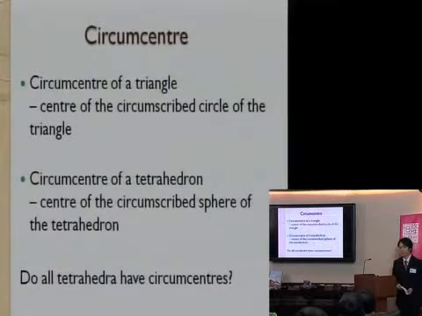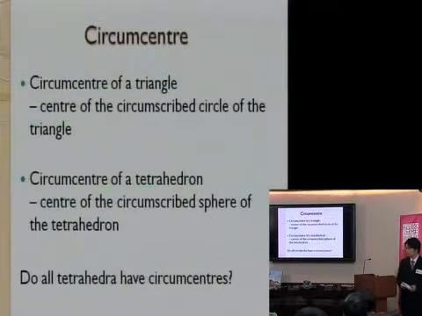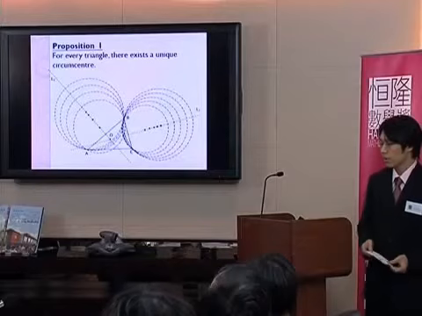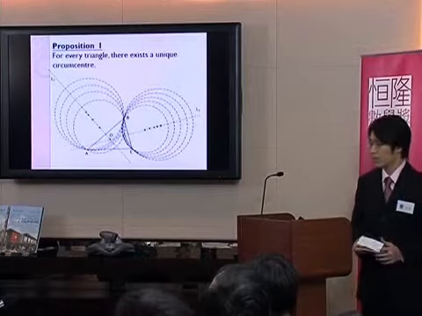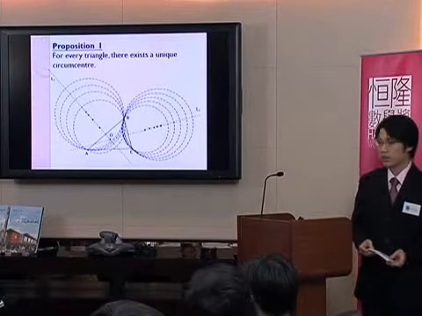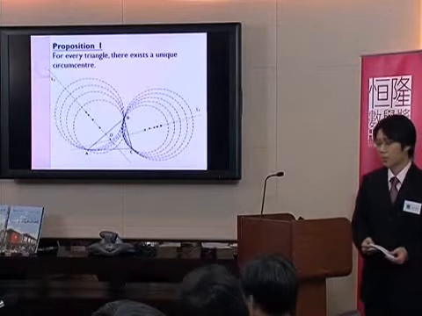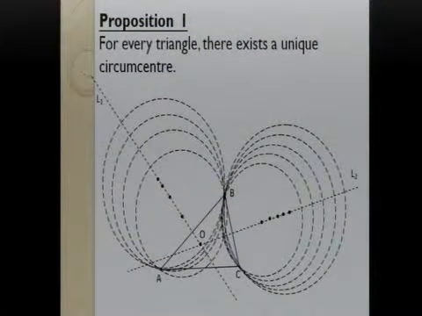Let us start with circumcenter. The circumcenter of a tetrahedron is the center of its circumsphere. And we wonder, do all tetrahedra have circumcenters? Well, to answer this question, let us take a look at the case about triangles first. The main idea of the proof is that we construct two lines, and each line is equidistant from two of the vertices. And we prove that these two lines will intersect at one point.